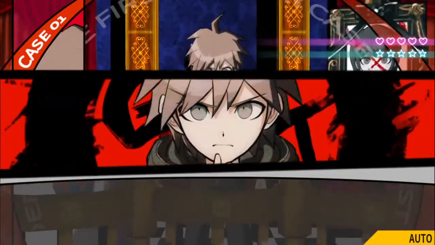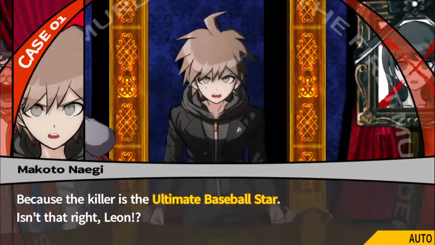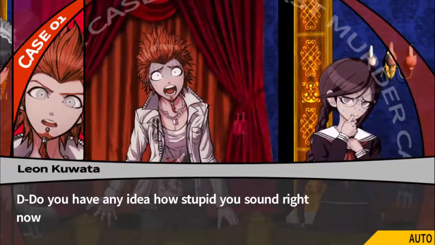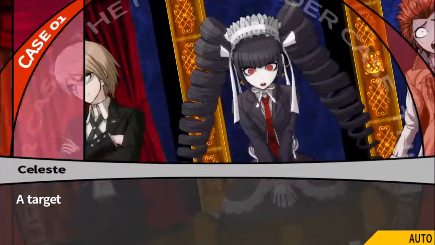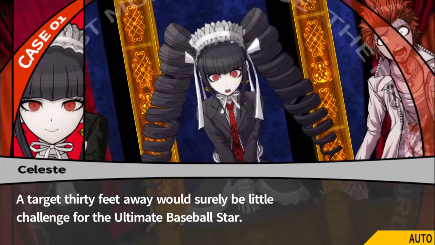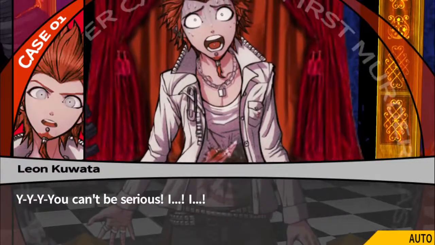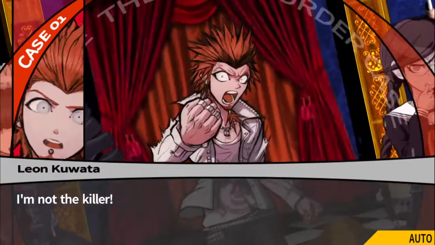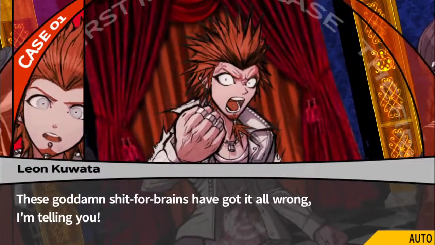I got it! Because the killer is the ultimate baseball star. Isn't that right, Leon? Do you have any idea how stupid you sound right now? A target 30 feet away would surely be little challenge for the ultimate baseball star. You can't be serious! I'm not the killer! These goddamn shipper brains have got it all wrong, I'm telling you!